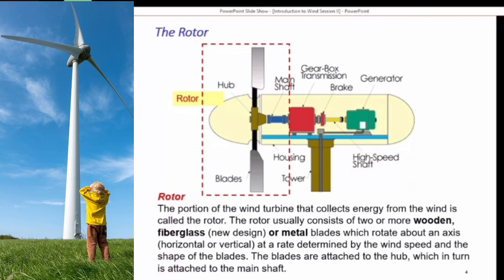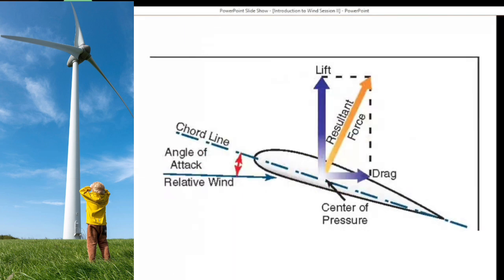As I told you, it should not be like a plane, or flat. It is somewhat curved. So the blades are attached to the hub, which in turn is attached to the main shaft for rotating. This is how it is made. It is not in plain mode.